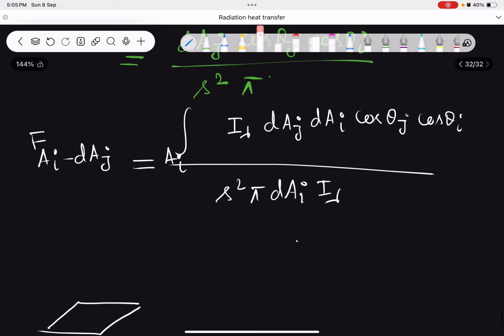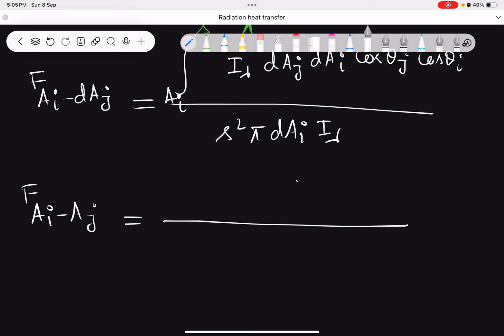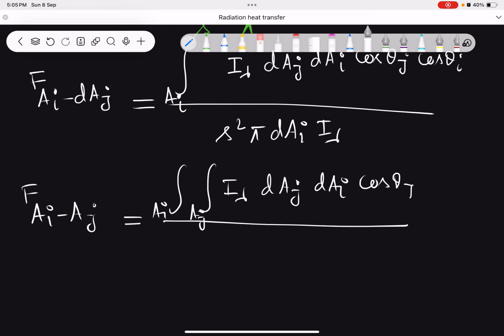So this is F dAi dAj. I have a little bit of time, so I was thinking to give you this as your homework. One expression you have to write is F dAi to dAj, and this will be Ii lambda dAj dAi cos theta j cos theta i over S square pi, times dAi I lambda.